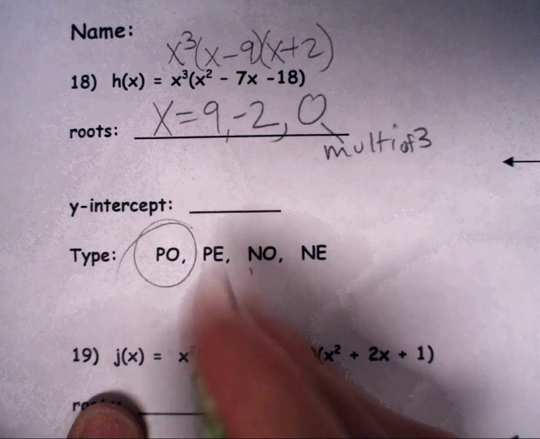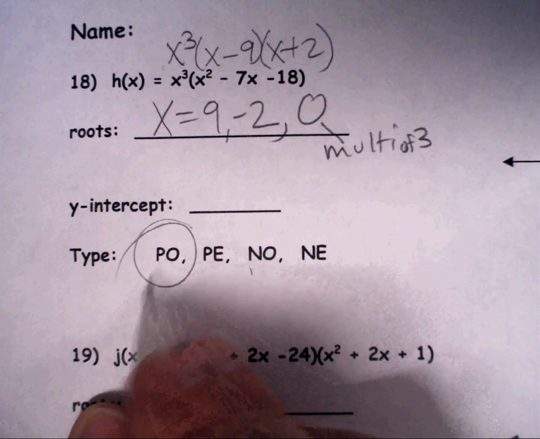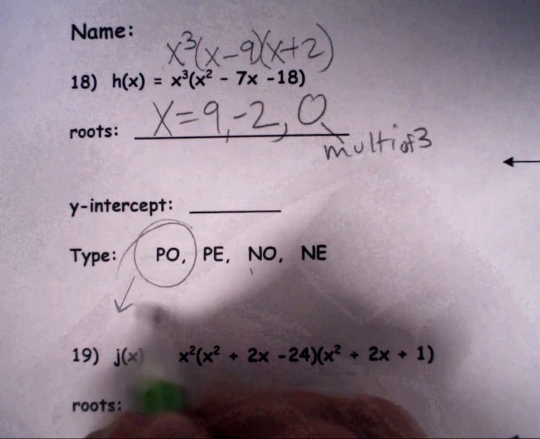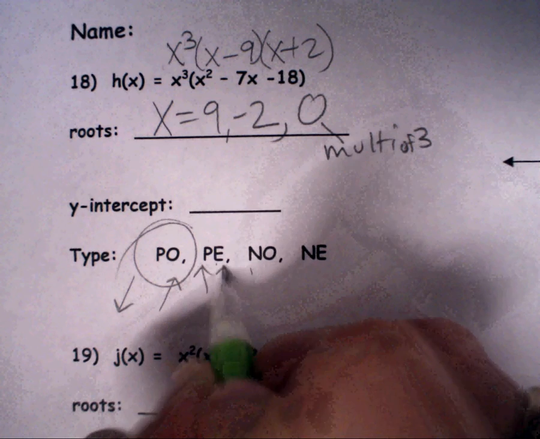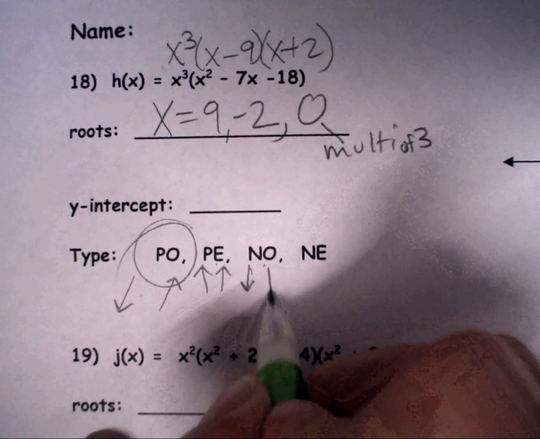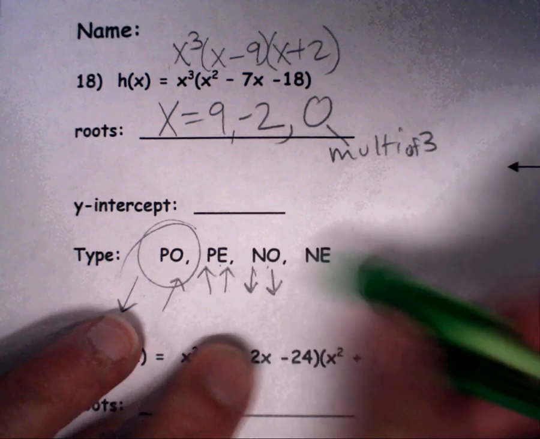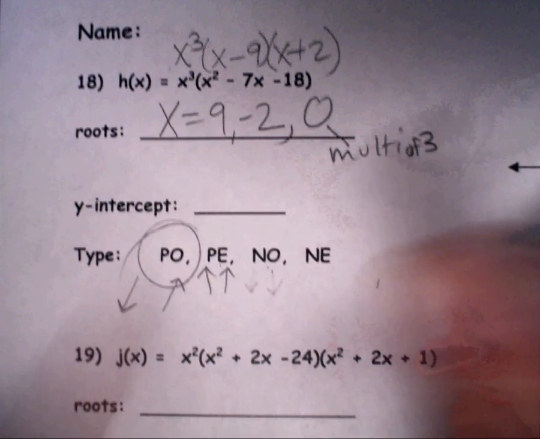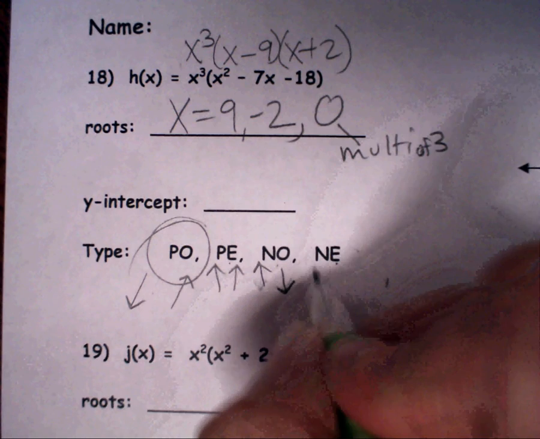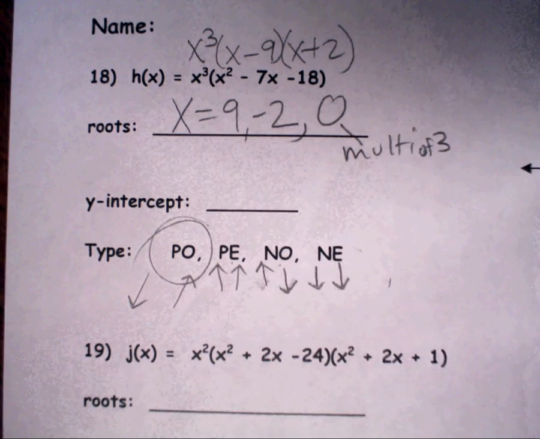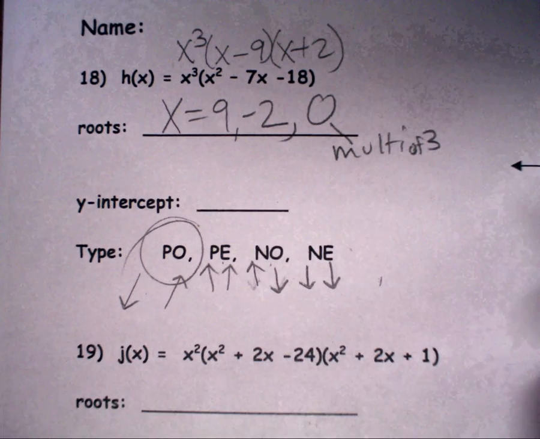So that means that it should start low and end high. PE, remember, starts high, ends high. NO starts low, ends low. Whoa, that's not right. NO is the opposite of the PO, which is starts high, ends low, and NE is both low and low. Okay, so this one is PO.